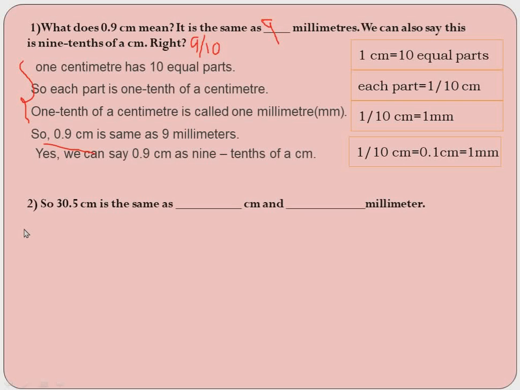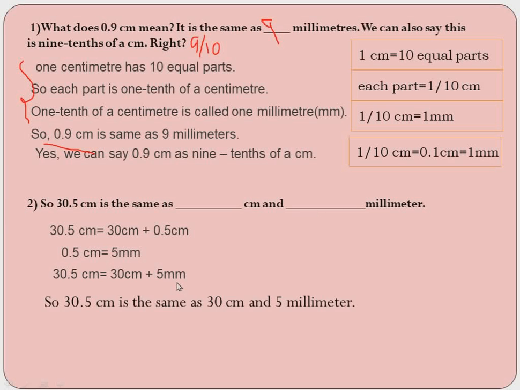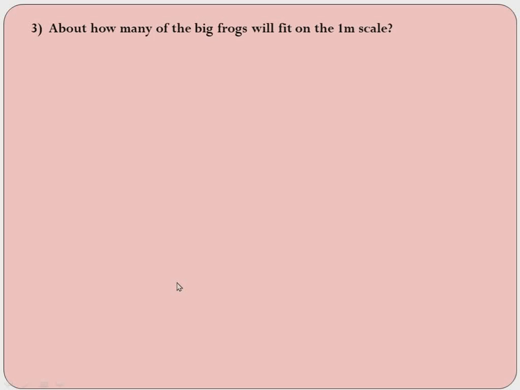Now the next one. 30.5 centimeters is the same as dash centimeters. 30.5 centimeters, how can we split it up? 30 centimeters plus 0.5 centimeters. Okay, children? And 0.5 centimeters in millimeters is 5 mm. So 30.5 centimeters is equal to 30 centimeters plus 5 mm. Understood, children? Now third one, about how many of the big frogs will fit on a 1 meter scale?